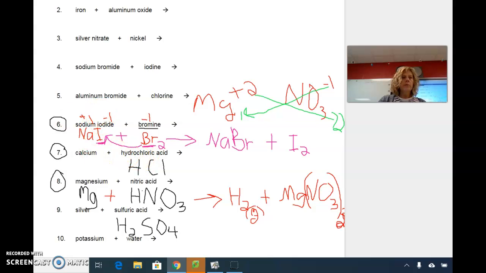So for my final answer here, let me go get my eraser. I do not want that. I don't need that arrow there. I don't need these underlines here either. Voila. So hopefully that helps.